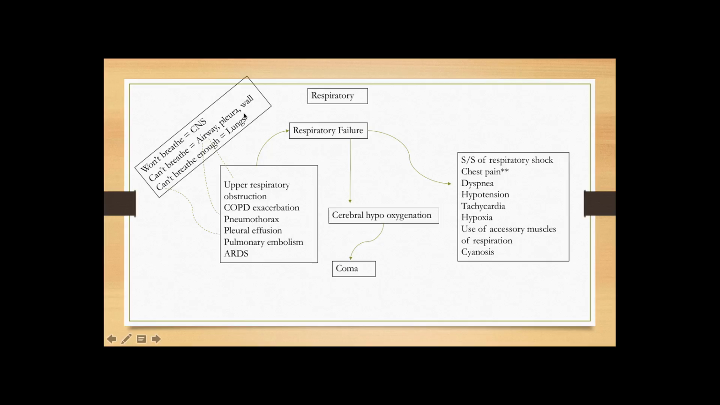So these people will be tachypneic. They are trying their best. They will use as many muscles as possible. So their respiratory rate will be high. Although high, it's not oxygenating. So that's how they go into failure.